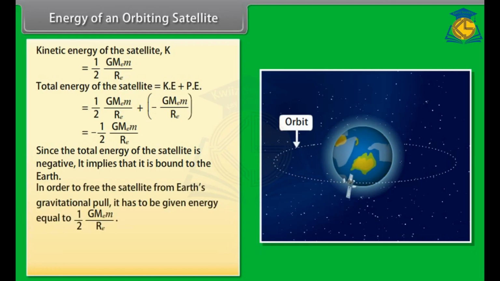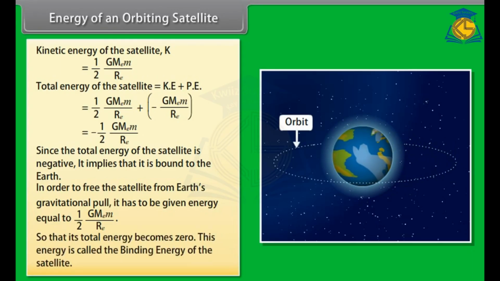In order to free the satellite from Earth's gravitational pull, it has to be given energy equal to 1/2 GMeM divided by RE, so that its total energy becomes 0. This energy is called the binding energy of the satellite.